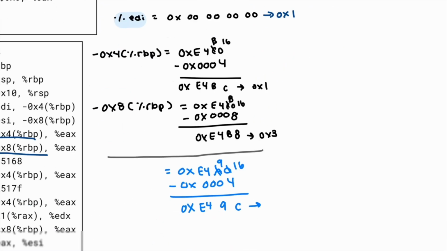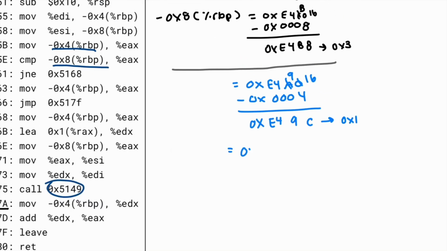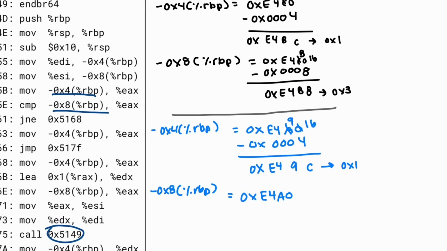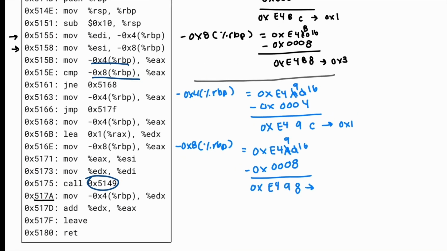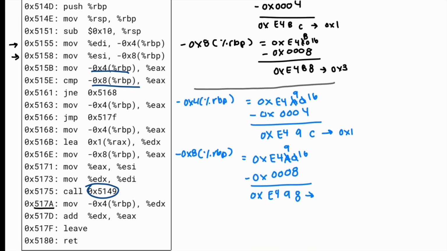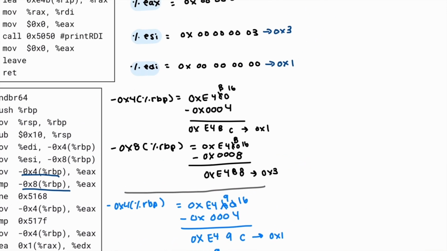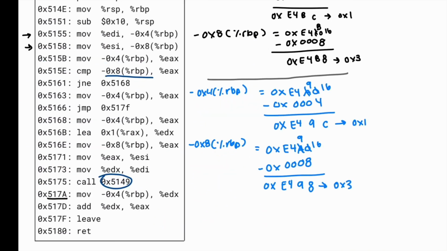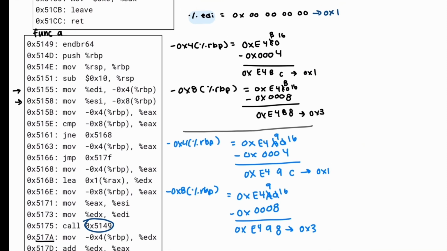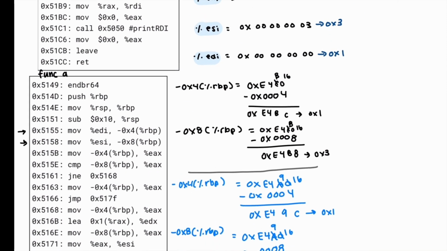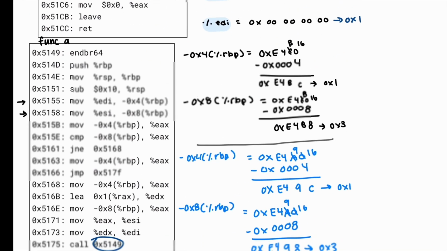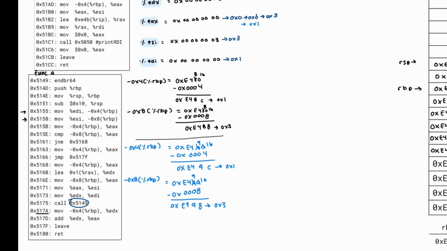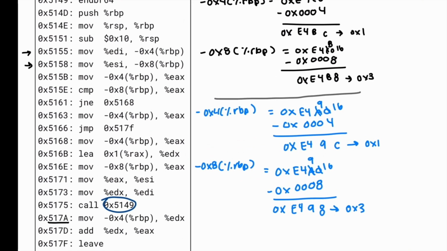EDI is going to be 0x1. And then for the minus 0x8, that's our new address. And inside this dereferenced address, we're going to place ESI, and that becomes 0x3. Now we're going to do the same process of moving minus 0x4 into EAX, so then we can compare it with our minus 0x8, which becomes 0x1. 0x1 is not the same as 0x3, so we're going to jump to 5168.